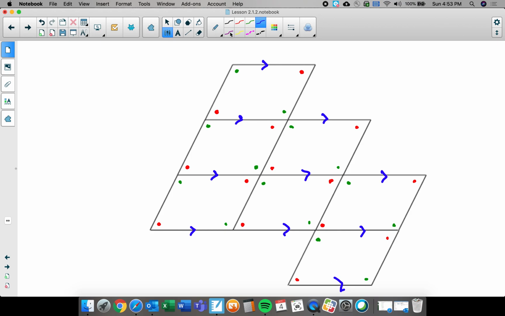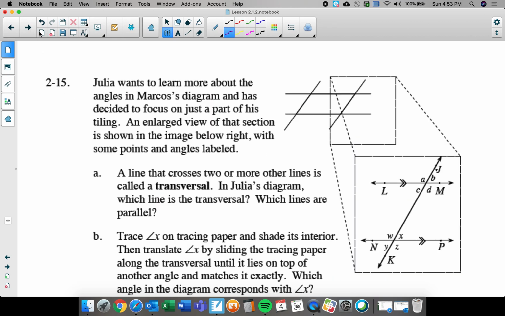Then if we go with a different color, these also have to be parallel, otherwise it's not a parallelogram. Okay, so if I put a couple of markings on there, there's some extra parallel lines. Okay, so we've got a whole bunch of parallel lines, a whole bunch of congruent angles, and if we keep going, let's take a look here.